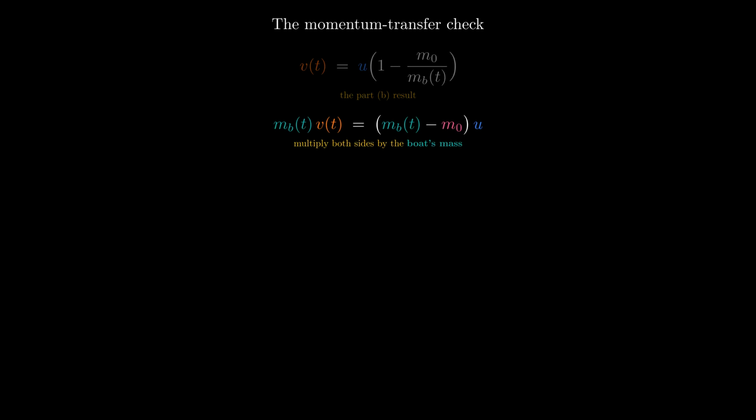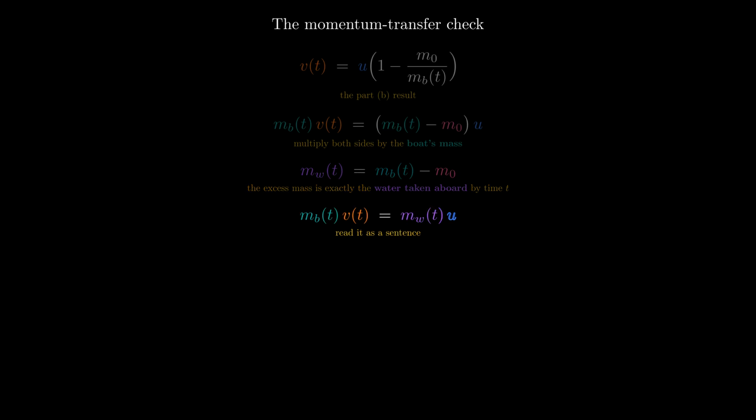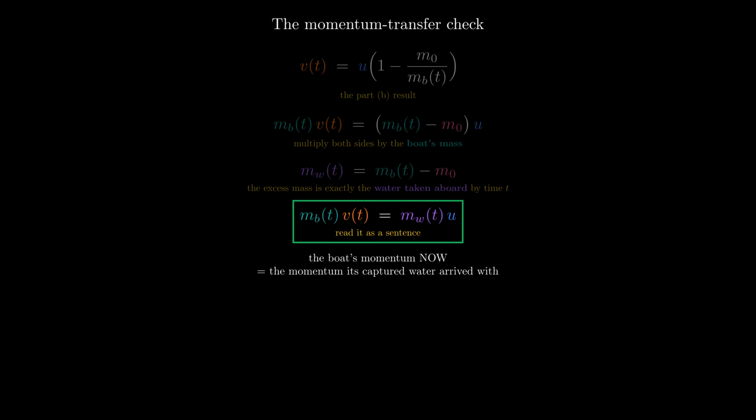The answer hides a cleaner statement. Start from v of t equals u times (1 minus m0 over m sub b of t), and multiply both sides by m sub b of t. The left side becomes m sub b v, the right side becomes (m sub b minus m0) times u. But m sub b minus m0 is exactly the water taken aboard by time t, which is m sub w of t. So m sub b of t times v of t equals m sub w of t times u. Read it as a sentence. The boat's momentum now equals the momentum its captured water carried when it left the hose. That is momentum conservation in one line, and it had to come out this way.